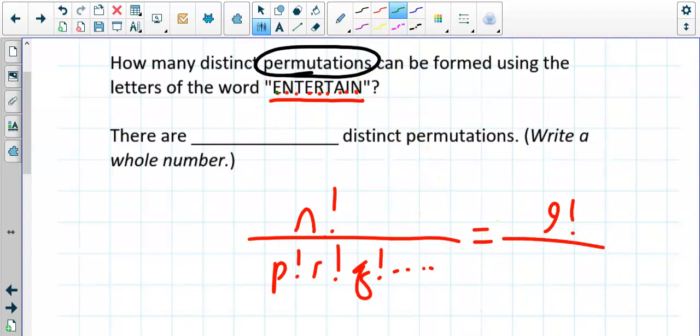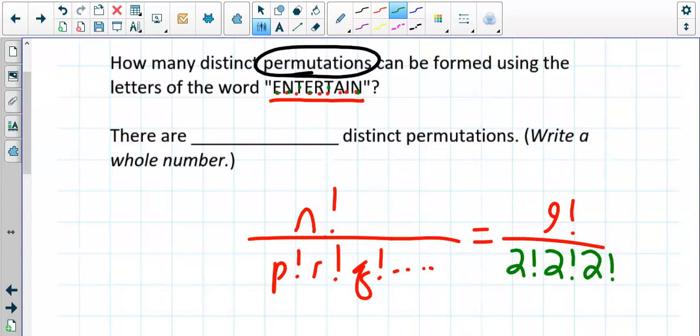E. Does the E repeat? Yeah, we got 2 of those. So down below, I got a 2 factorial. Does the N repeat? Yeah, we got 2 of those too. So I got another 2 factorial down here. Does the T repeat? Absolutely. We got it right there. So down below I have another 2 factorial.